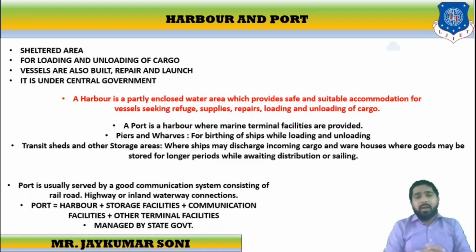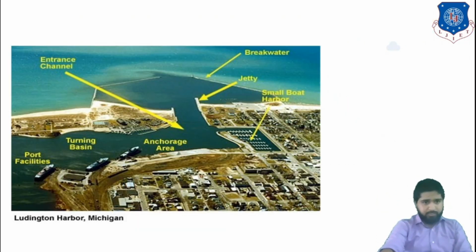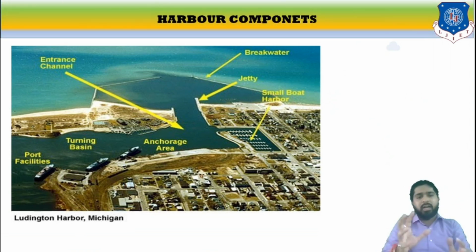A port is usually served by good communication systems, such as railroads. Sometimes highways and inland waterways are also provided. A port is the combination of harbor, storage facility, communication facility, and other terminal facilities. Ports are usually operated by state governments, such as Mundra Port. So this is about harbor and port. A harbor is a sheltered area, and a port is a kind of harbor where communication and storage facilities are also provided. This is how a harbor usually looks.